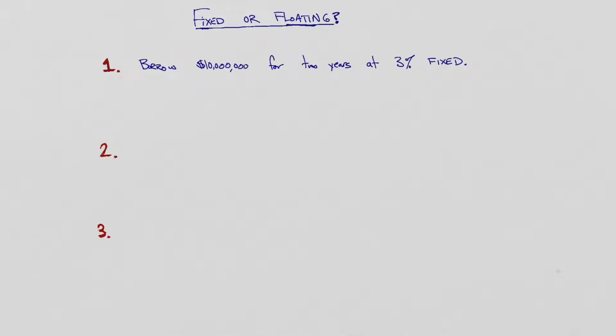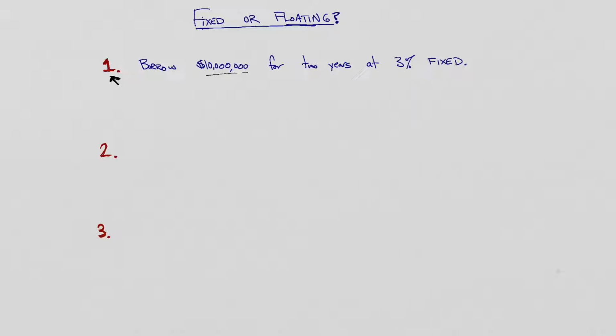So let's look at three scenarios in turn for a company. Let's say we work at a company and we're looking at borrowing $10 million for the next 2 years, and we want to compare three different loans. So option number one, this is probably the simplest option: we borrow $10 million for 2 years, and it's a 3% fixed interest rate.